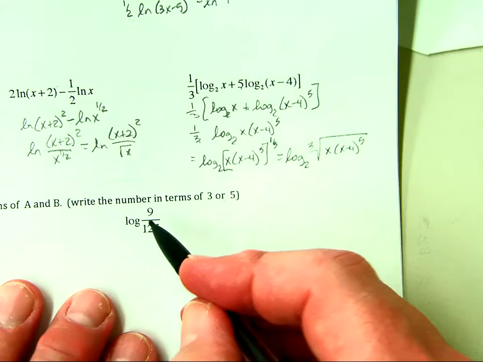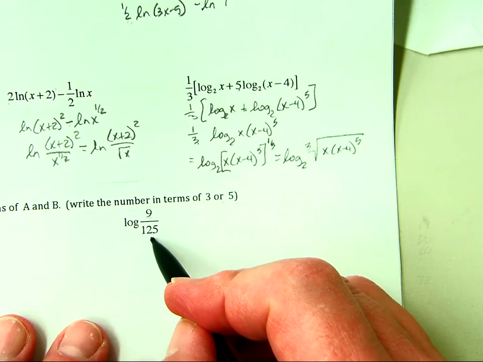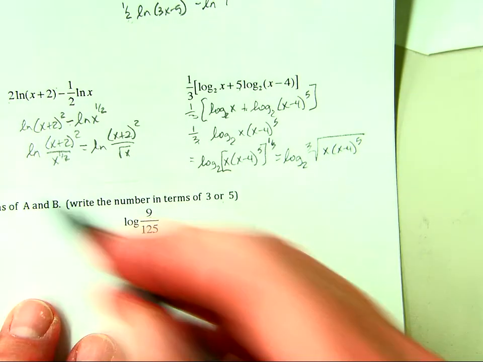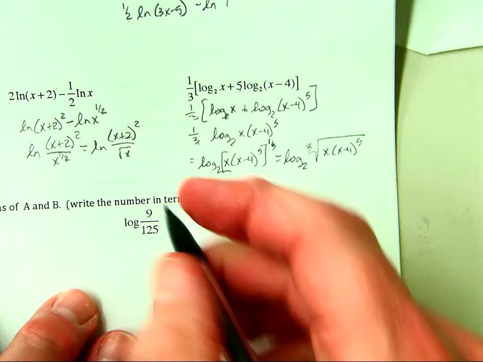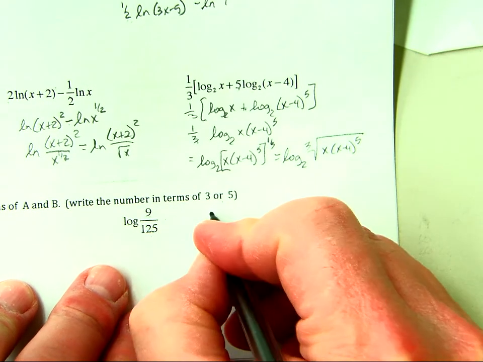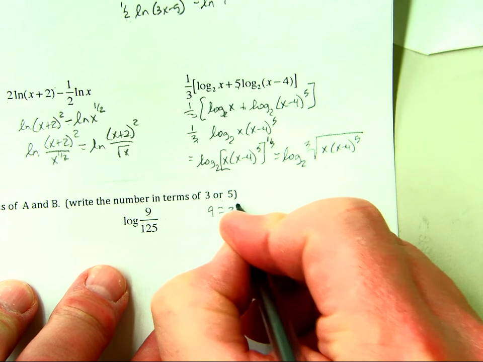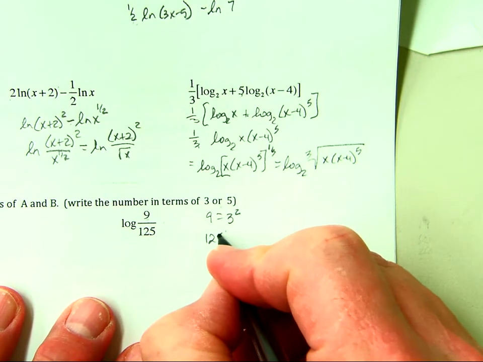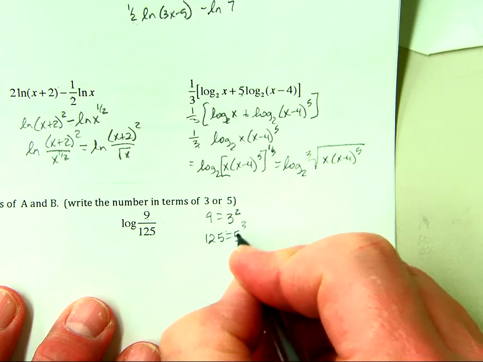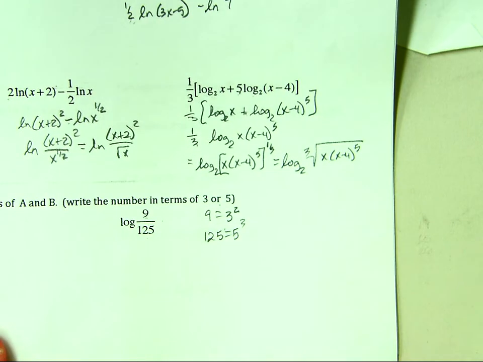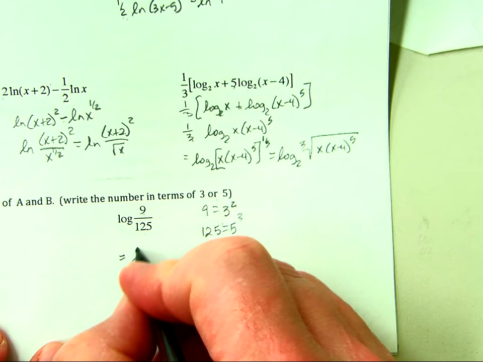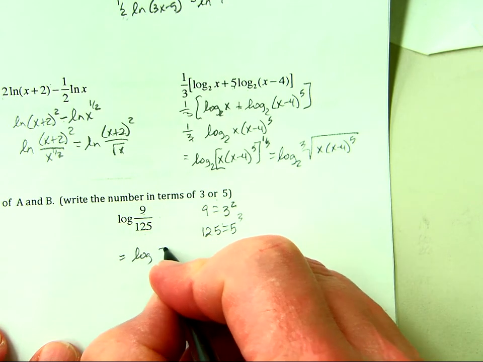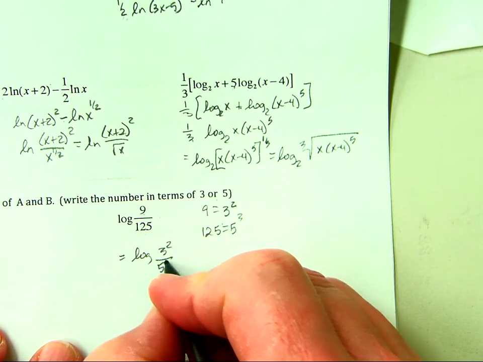Same with this one. We have log of 9 over 125. All we have to work with is 3 and 5. So let's see. We know 9 equals 3 squared, so that gives us a base of 3. We know 125 is 5 cubed. That gives us a base of 5. So we rewrite this. This is the log of 3 squared over 5 cubed.